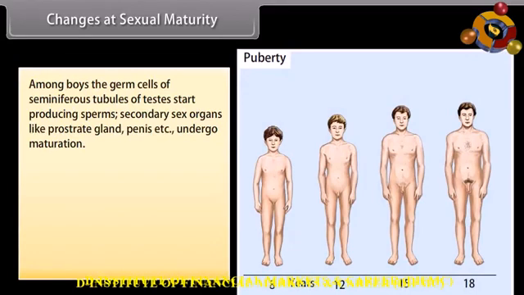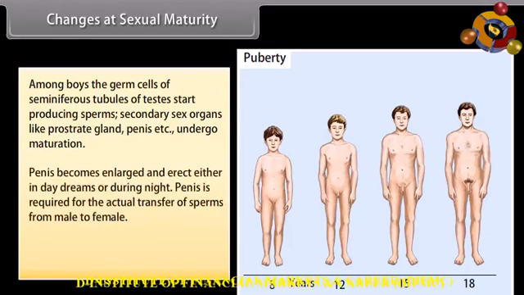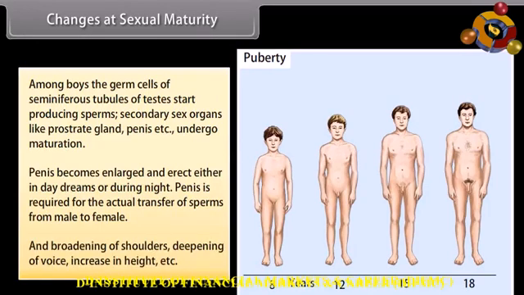Secondary sex organs like prostate gland, penis, etc. undergo maturation. Penis becomes enlarged and erect either in daydreams or during night. Penis is required for the actual transfer of sperms from male to female. And there is broadening of shoulders, deepening of voice, increase in height, etc.